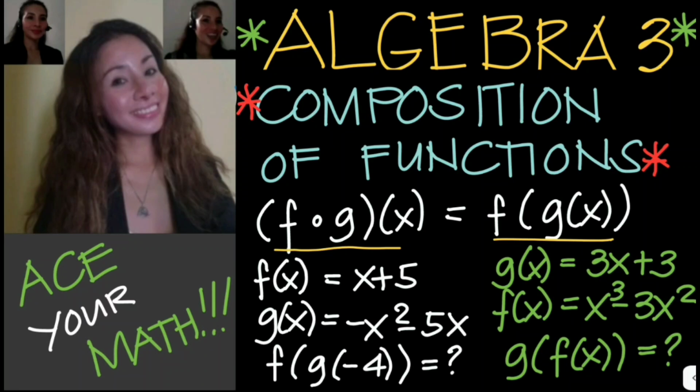Okay, and this is read as f of g of x, which means that wherever there is an x in the function f, it is replaced with the function g of x. So let's solve some problems here.